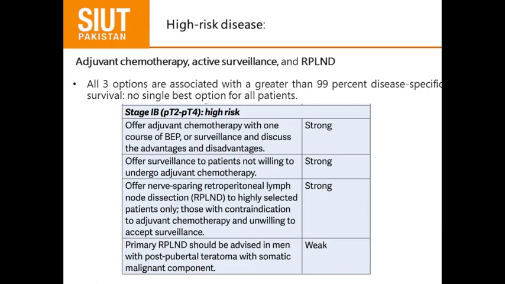Offer nerve-sparing retroperitoneal lymph node dissection to highly selected patients only, those with contraindication to adjuvant chemotherapy and unwilling to accept surveillance. Primary RP-LND should be advised in men with post-pubertal teratoma with somatic malignant component, which I have already explained.